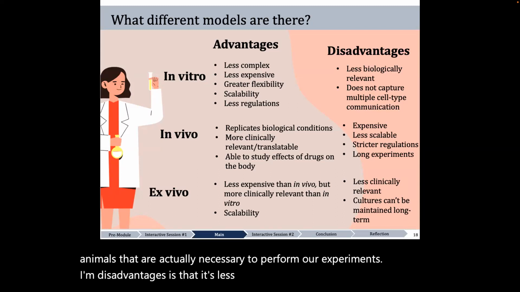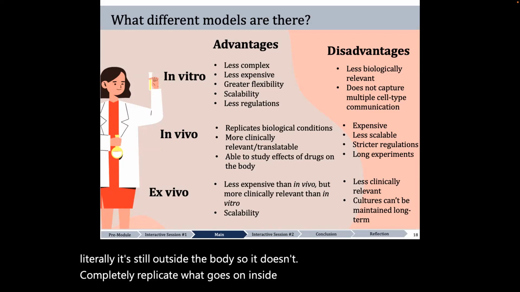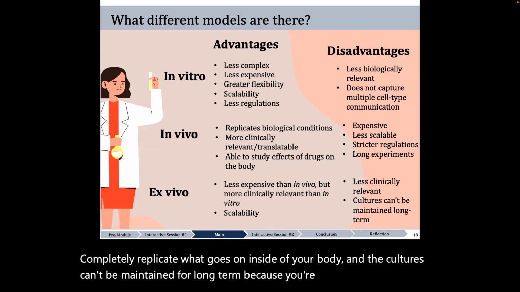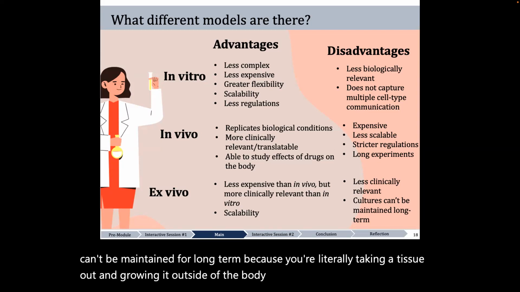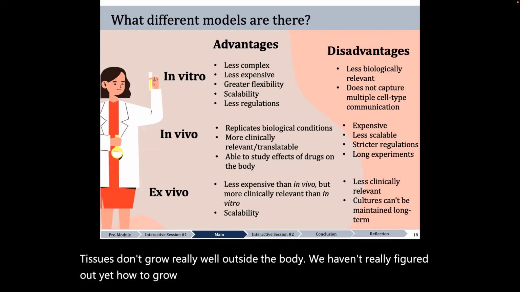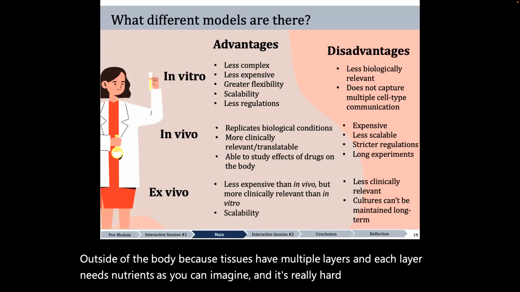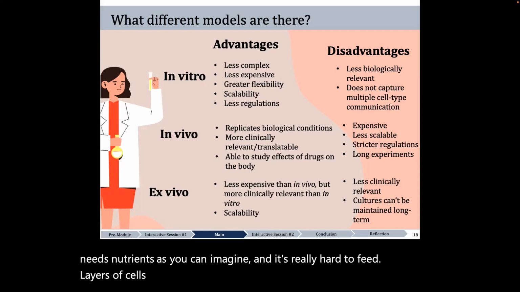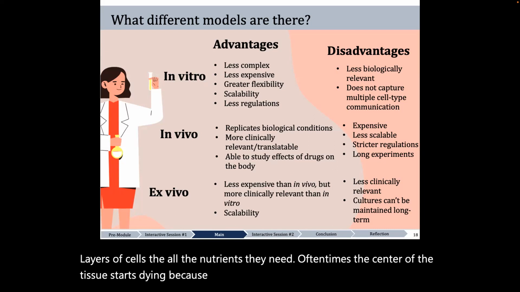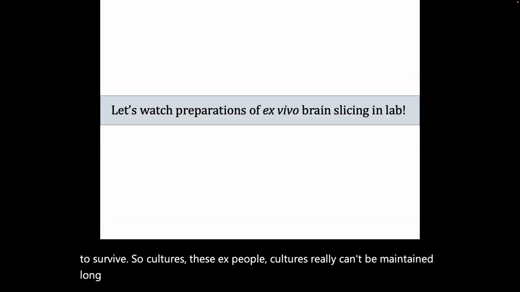Disadvantages are that it's less clinically relevant, again, because it's still outside the body, so it doesn't completely replicate what goes on inside your body. And the cultures can't be maintained long term because you're literally taking a tissue out and growing it outside of the body, and tissues don't grow really well outside the body. We haven't really figured out yet how to grow tissues outside of the body because tissues have multiple layers, and each layer needs nutrients, as you can imagine. It's really hard to feed layers of cells all the nutrients they need. Oftentimes, the center of the tissue starts dying because it's not getting the nutrients it needs to survive. So these ex vivo cultures really can't be maintained long term, at least yet.